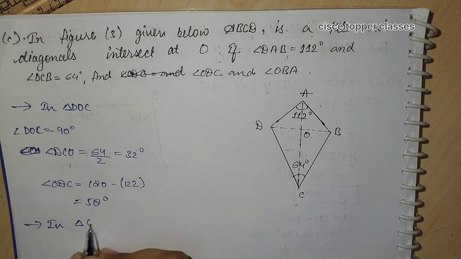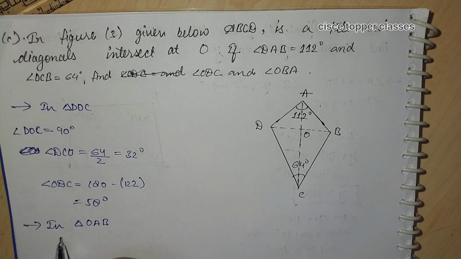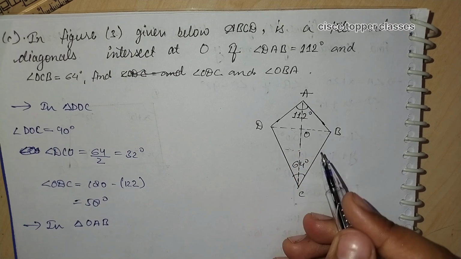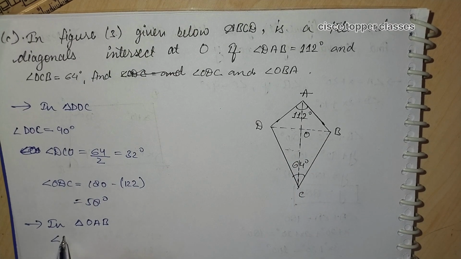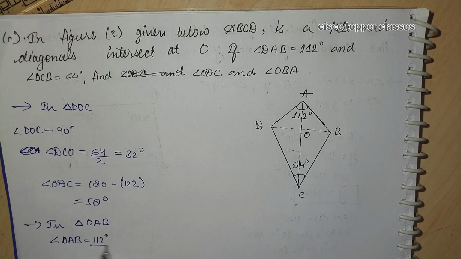In triangle OAB we can write that OAB has this AC again as the diagonal, so we can write angle A or OAB is equal to half of 112. This will be 56 degree.